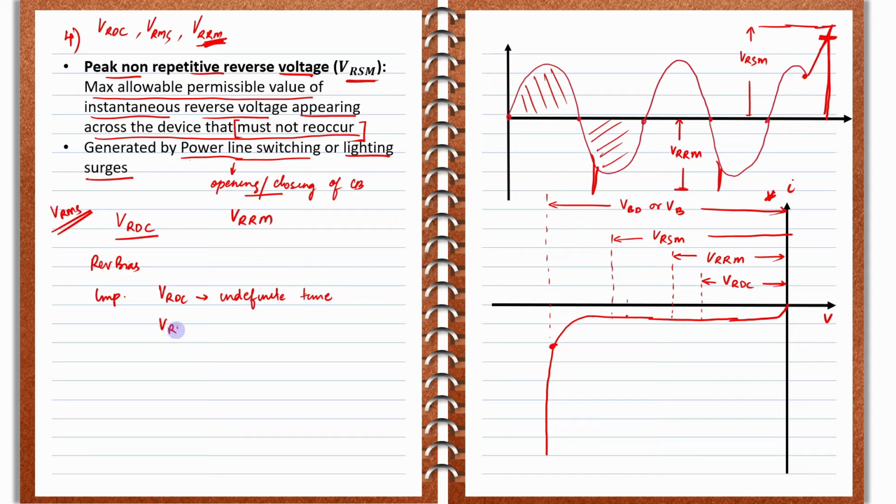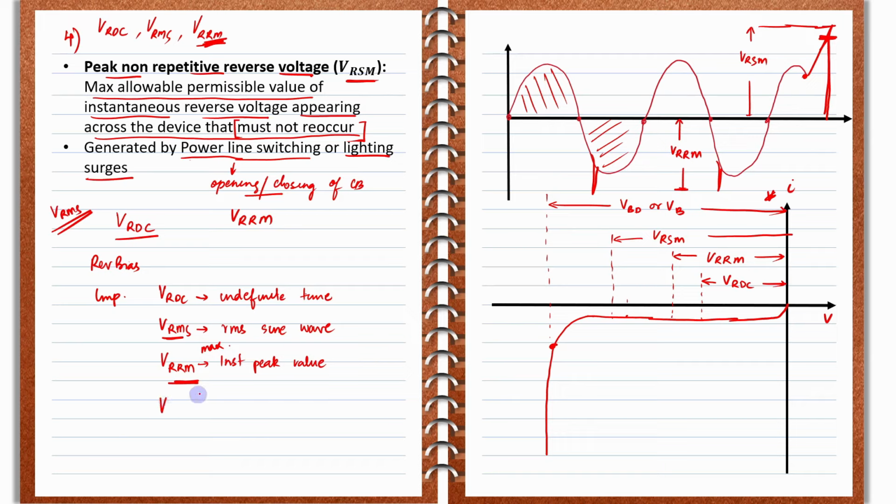Then we saw VRMS. This was the RMS value of the sine wave that can be applied in the reverse direction and the diode will not fail. Then we saw VRRM. This was the maximum instantaneous peak value that can come across the diode, especially during the commutation process.